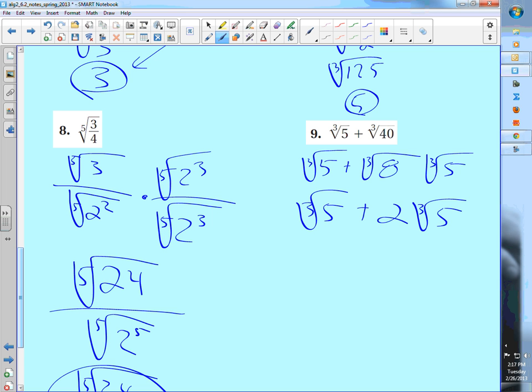Now you have like terms. It's the same index, same radicand, so combine like terms. How many of them are there? 3. 3 cube roots of 5.